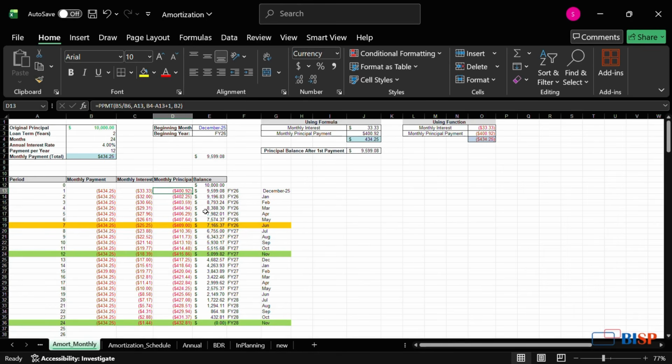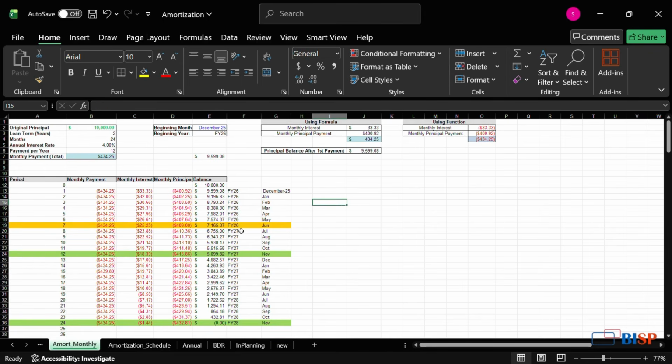In addition to the financial calculation, we also map every payment to a planning month and fiscal year. The loan begins in December FY26. As we move through the schedule, each payment is automatically assigned to its corresponding planning period. This structure closely resembles how data will eventually be stored and calculated inside Oracle EPM.